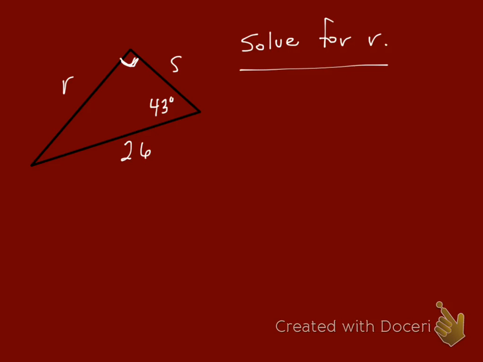All right, so let's solve for r. Okay, if I want to solve for r, let's go ahead and approach this. I'm given an angle measure of 43. Because I'm dealing with the right angle, I can also figure out that the other angle measure is 47.